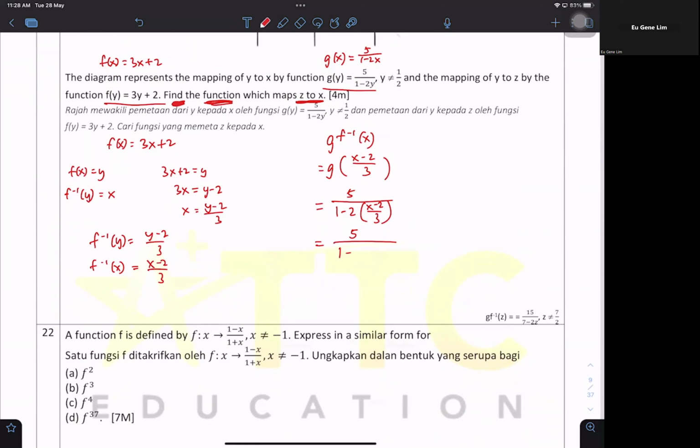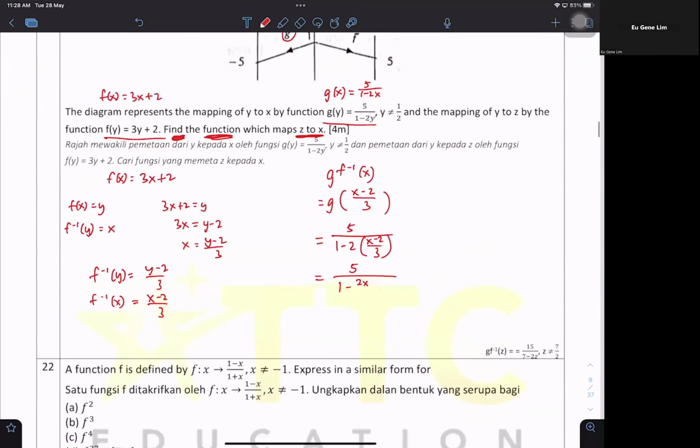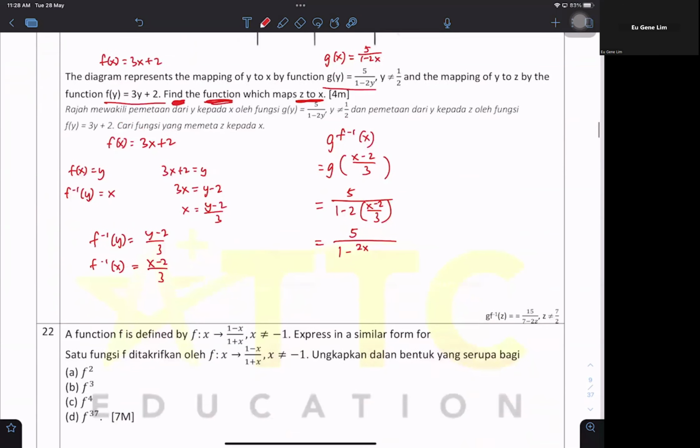Yeah, you have to expand first, right? After you expand the two, the bottom part, you make it become a single fraction. Combine into a single fraction. 1 times 3 is 3. But then you have to be careful, minus 2x plus 4, because negative, negative, positive. This line a bit longer.